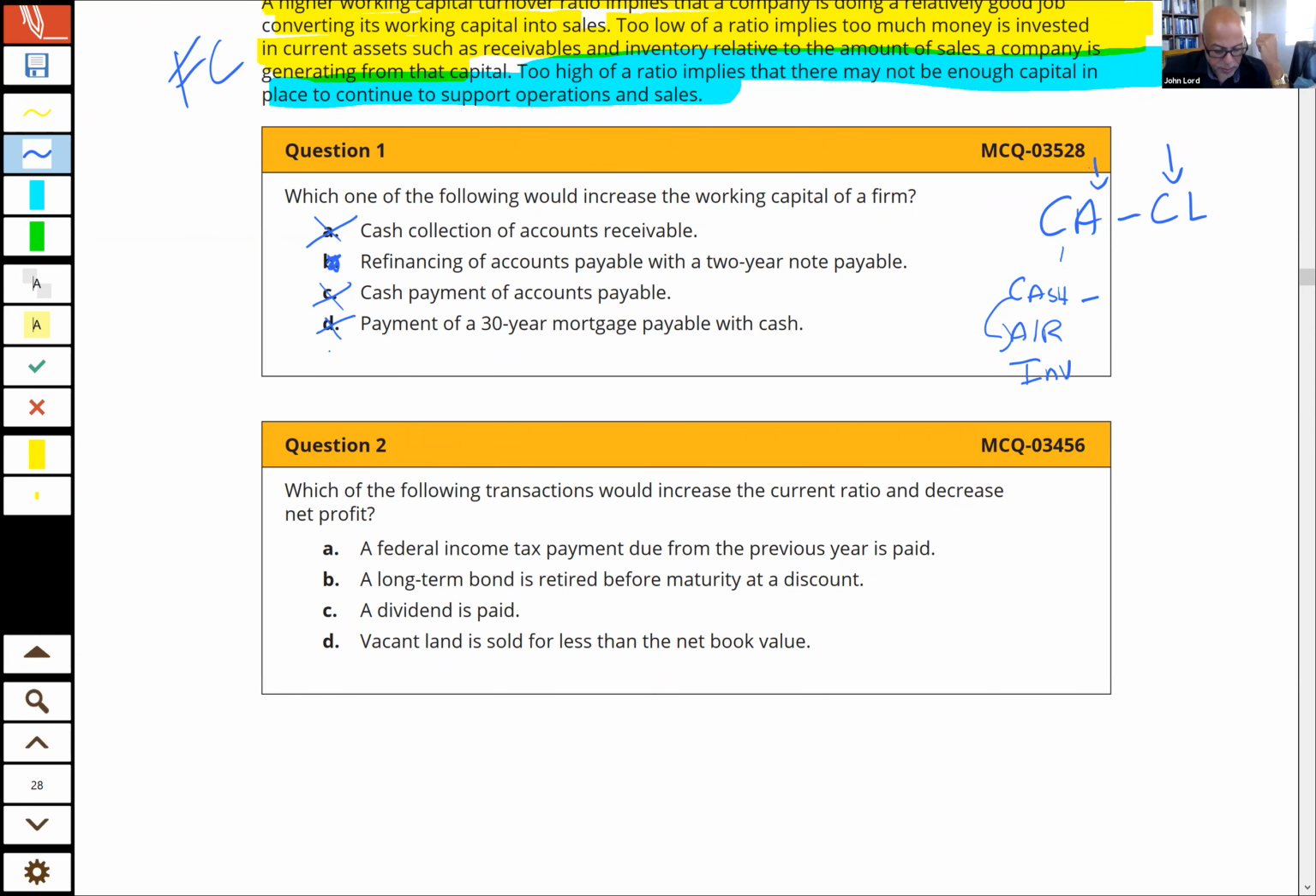Now, B, the correct answer: if I refinance accounts payable with a two-year note, the current liability is going to go down, and there's no effect on current assets because I'm signing a two-year note. There's no further effect on current liabilities because a two-year note is considered long-term, right? Current assets are those that, rule of thumb, will be used up in a year, or liquidated, I should say. For current liabilities, liquidated in a year, current assets used in a year.